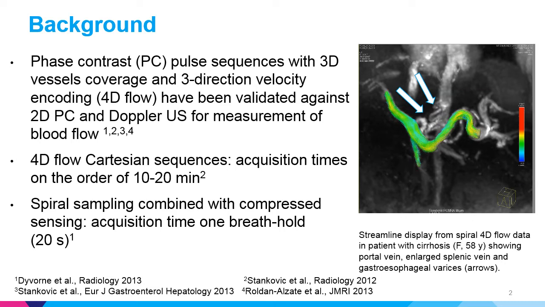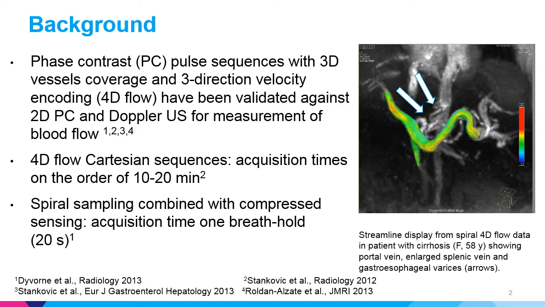Phase contrast pulse sequences with 3D vessel coverage and 3-direction velocity encoding, or 4D-flow, have been validated against 2D phase contrast and Doppler ultrasound for measurement of blood flow in abdominal vasculature. 4D-flow Cartesian sequences, however, have acquisition times on the order of 10 to 20 minutes because often they require respiratory gating. This has precluded their widespread clinical adoption.